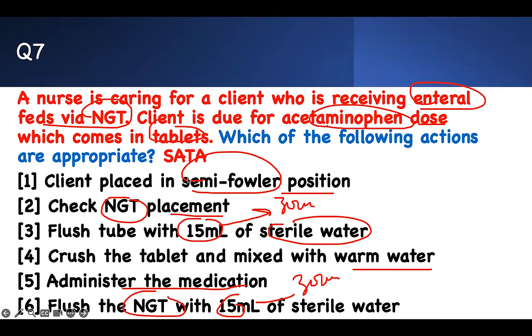So which of the following actions are appropriate? 1, 2 is fine. 4, 5 is fine. 6 is wrong. 3 and 6, you need to increase, but the order was all right. You just need to increase the amount of fluid to wash the NG tube.